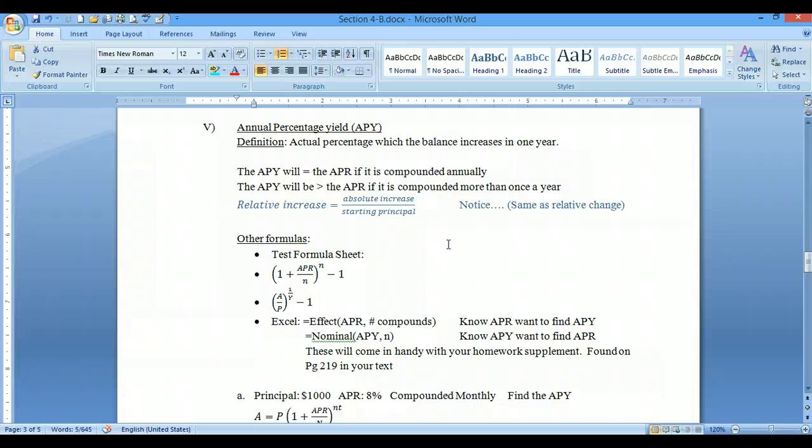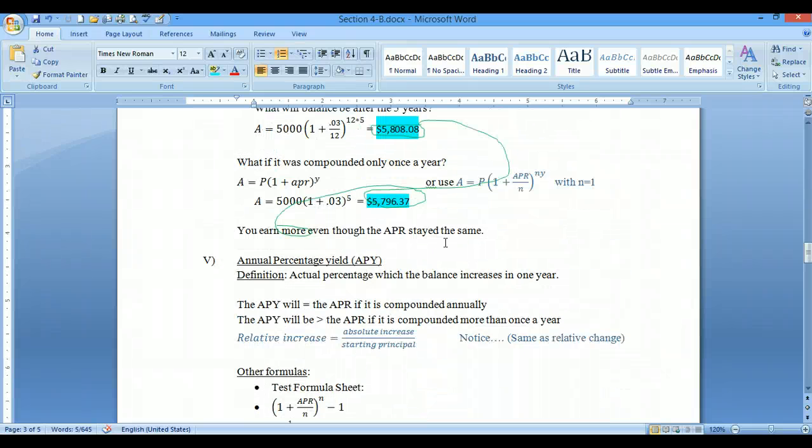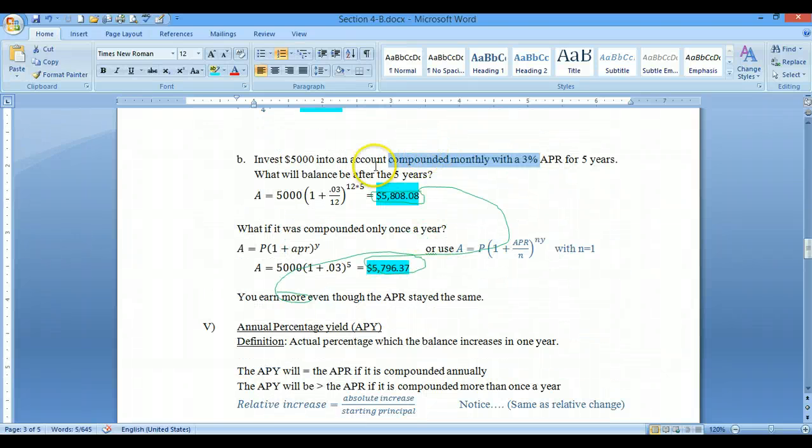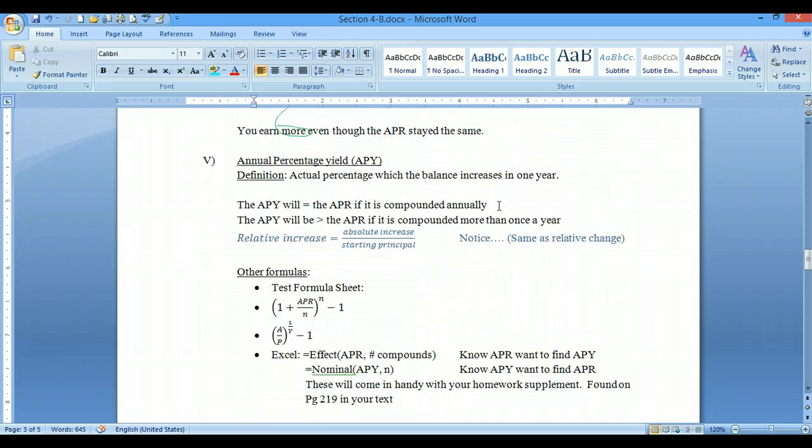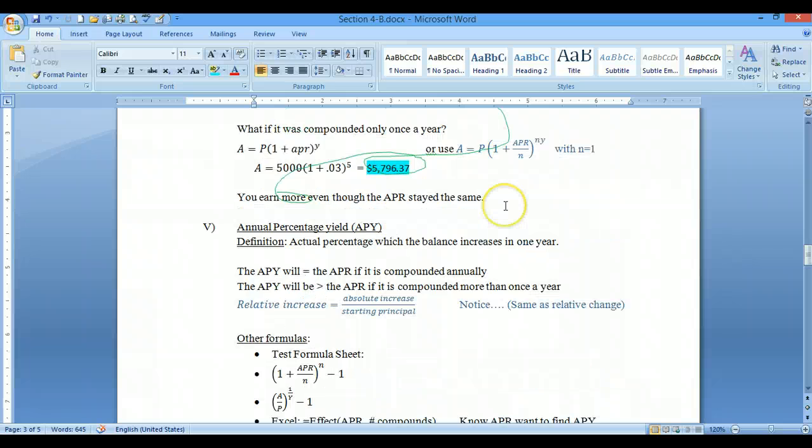This is annual percentage yield, abbreviated APY. You see this on commercials and car advertisements and different things. What is APY? This is the actual percentage in which your balance increases in 1 year. You'll notice up here when we had the APR be the same, the APR was 3% in both of these. But the final at the end was a little bit higher when it was compounded more. The APY that we're talking about is the percent that your balance changes in 1 year.